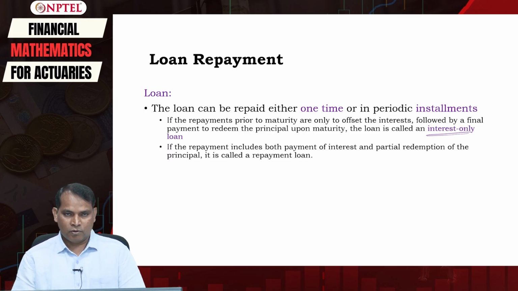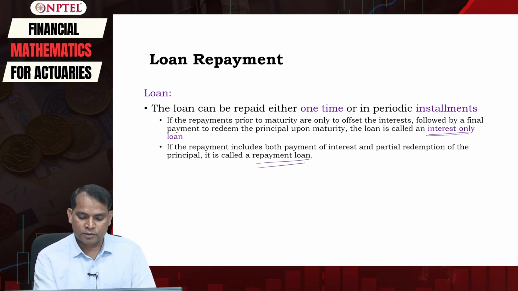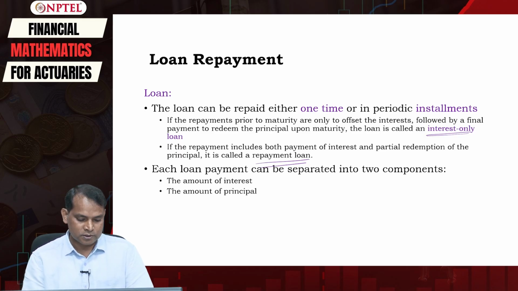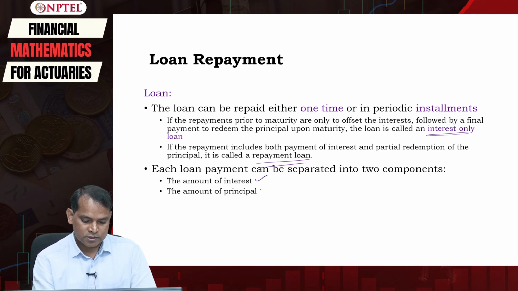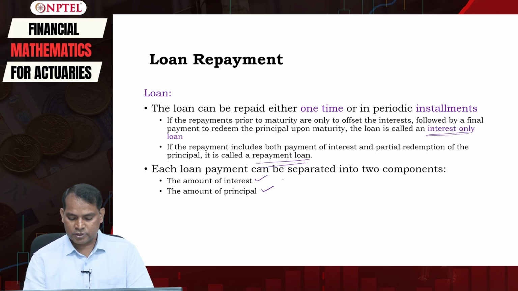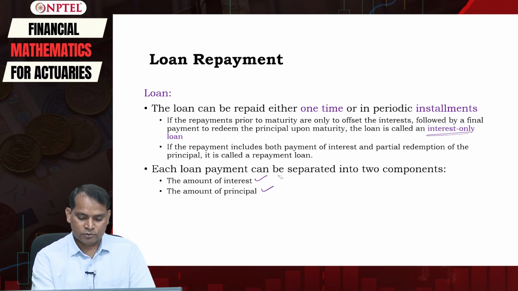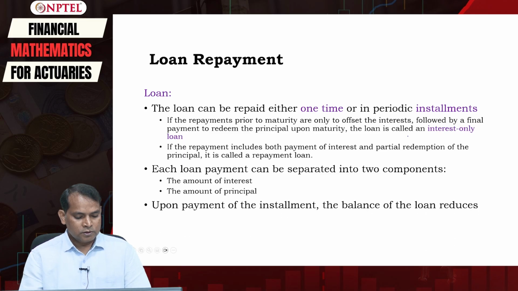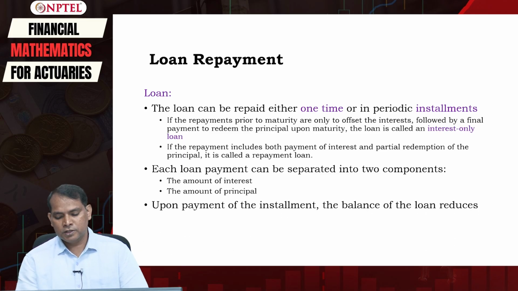On the other hand, if the loan payment includes both payment of interest and partial redemption of the principal, the loan is known as a repayment loan. So each loan payment can be separated into two components. One is the amount of interest, another is the amount of principal. This is very common. Every one of us knows it, right? Upon payment of the installment, the balance of the loan reduces. This happens mostly on the repayment loan.